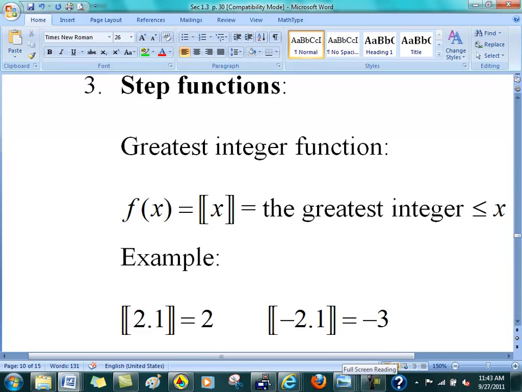Greatest integer function, we see it now and then we don't see it until you come into calculus. And when you come into calculus, you see it very often. So try and remember this stuff, okay? It's got a very special notation. That's called a greatest integer function. So if you take a look at this example here, I guess I better write on this.